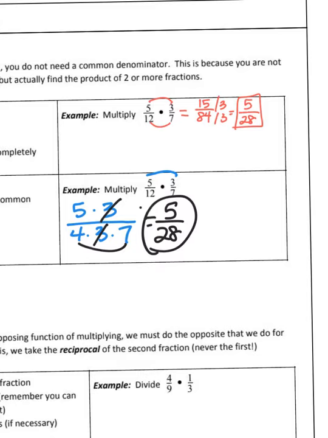I think this is the easiest because you're canceling and simplifying before you multiply, which to me is easier. You don't have to do it that way. That's just my advice, but you're going to do it the way that you're going to do it.